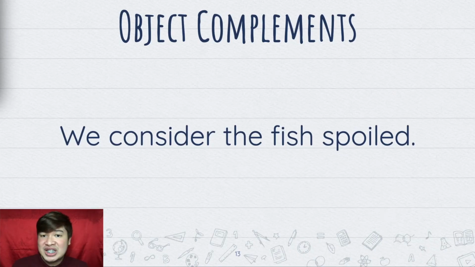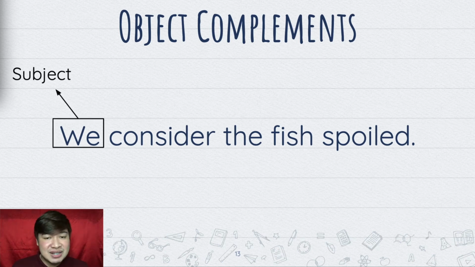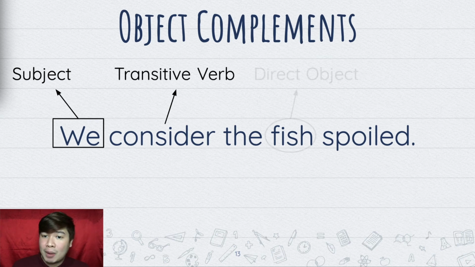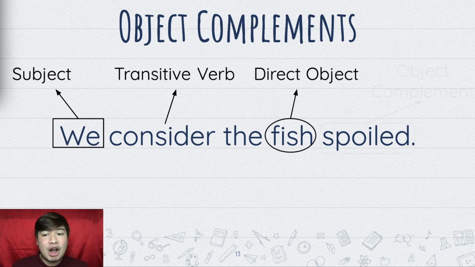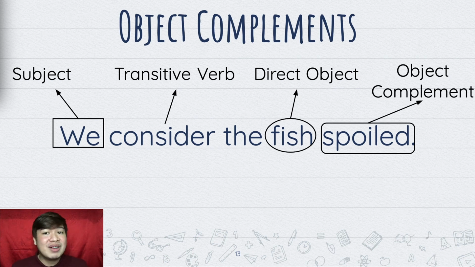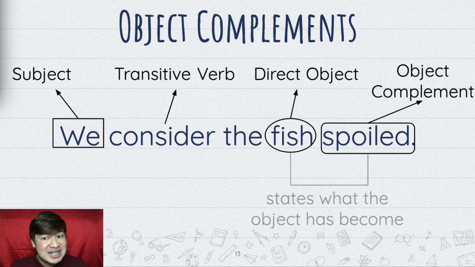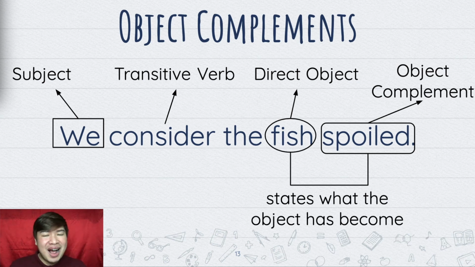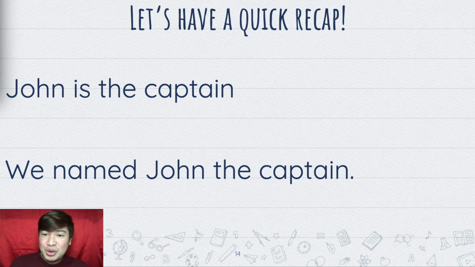We consider the fish spoiled. The word we is the subject, consider is the transitive verb, fish is the direct object, and the word spoiled is the object complement because it states what the fish has become, which is spoiled. Now, I hope in these few examples you were able to notice something. As you can see, the subject complement only describes or identifies the subject, while the object complement only describes or identifies the object. Now let's have a quick recap.